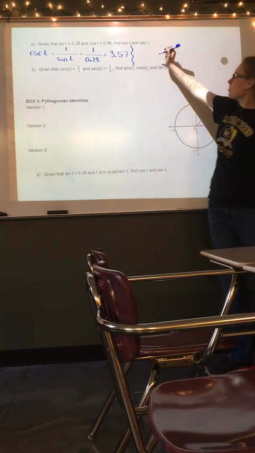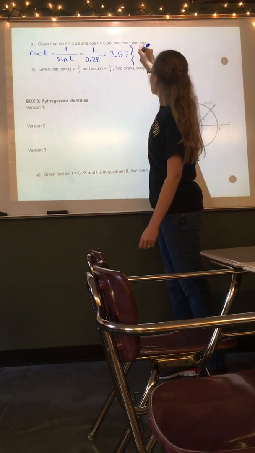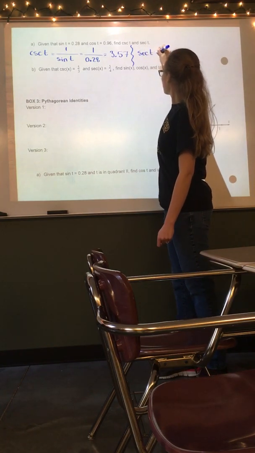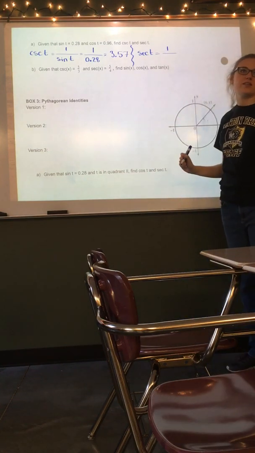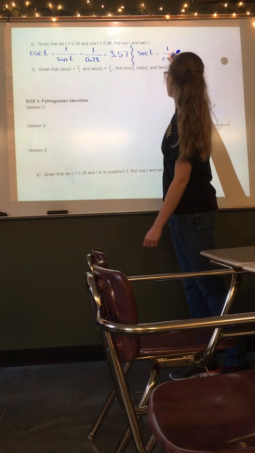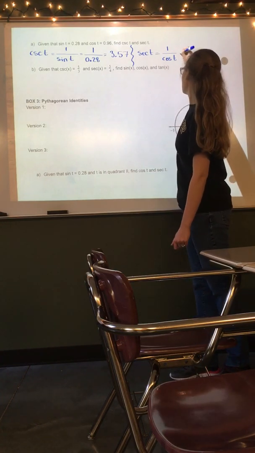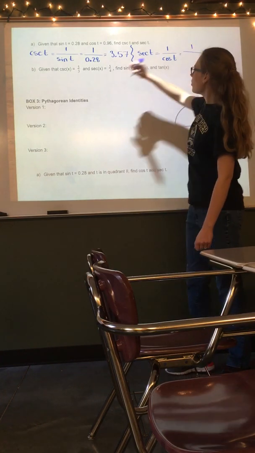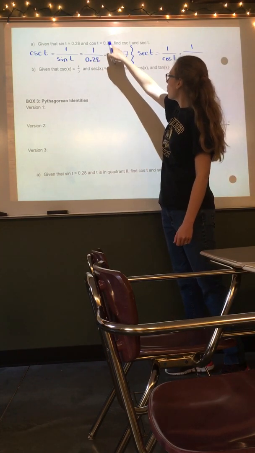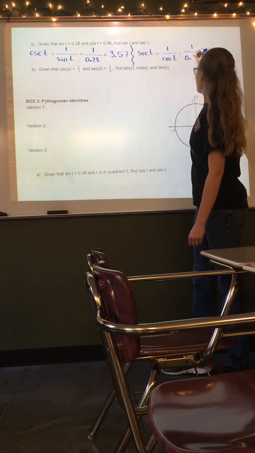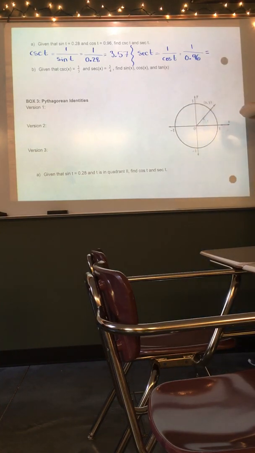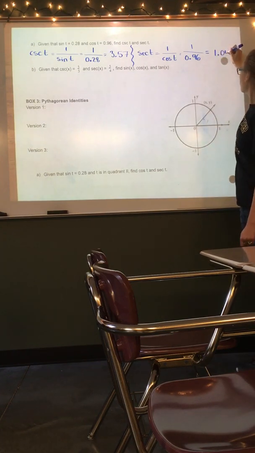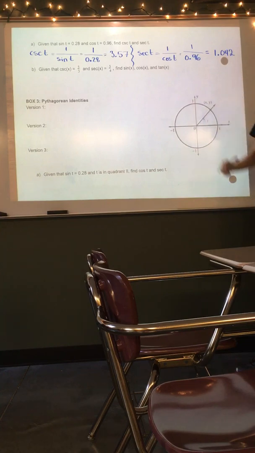And Nick, which one would you use for secant? 1 over x. And which trig function is x? Cosine. So secant is 1 over cosine. And in this problem, we're told that cosine is 0.96. So 1 divided by 0.96, 1.042.